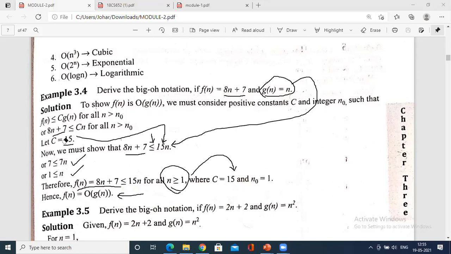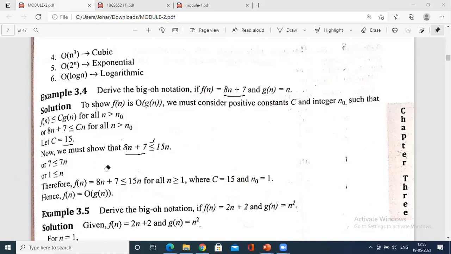Before we go to the next notation, once again, any doubts on this problem?